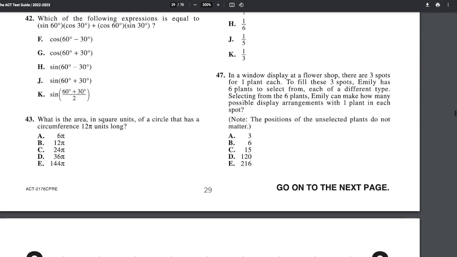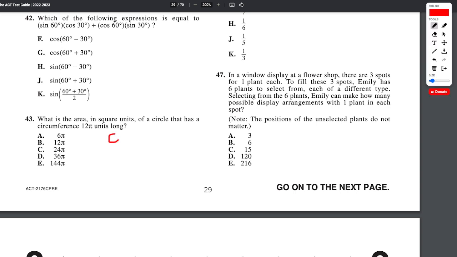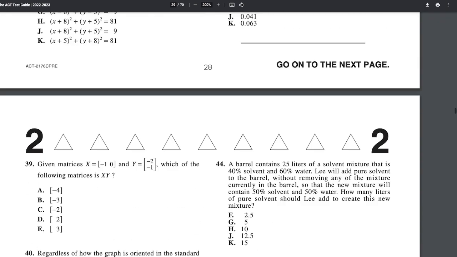Moving along to 43. What is the area in square units of a circle that has a circumference of 12 pi units long? So remember, circumference is 2 pi r. Just a basic geometry equation you should know. So total divided by 2 is 6. So our radius is 6. And our area is pi r squared. So that's 36 pi. That's what they're asking for anyway. So there we go. 43 is done. A couple more left.